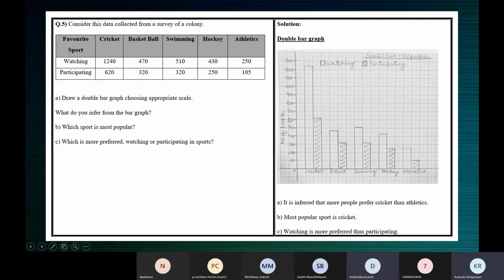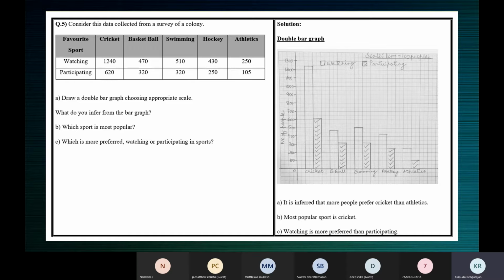So that means watching is more preferred than participating. Yes, ma'am. And we inferred that cricket is most preferred for watching and participating, and athletics is least preferred for watching and participating. Okay, very good. Very few people like to take part in athletics. Most people want to take part in cricket. Most of the people who participated, participated in cricket.